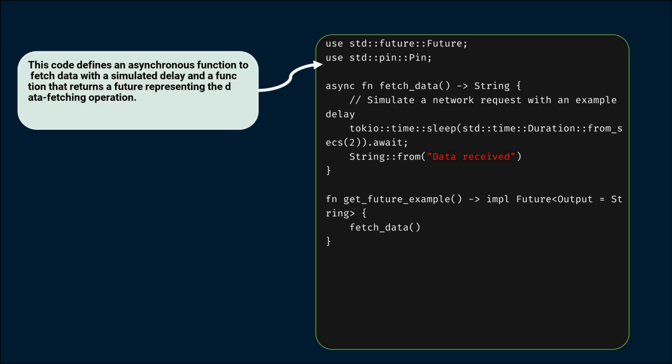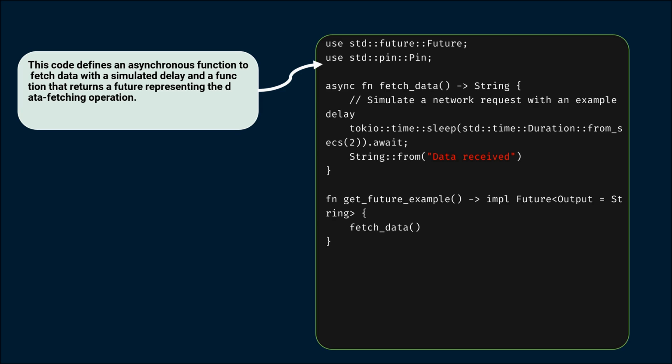functions in Rust. We begin by defining an asynchronous function, fetchData, which simulates a network request. This function is marked with the async keyword, signifying that it will perform operations that can yield control back to the runtime, enabling other tasks to run while it waits. Within fetchData, we introduce a delay using Tokio time sleep, which pauses execution for 2 seconds to mimic the time taken for a network request.